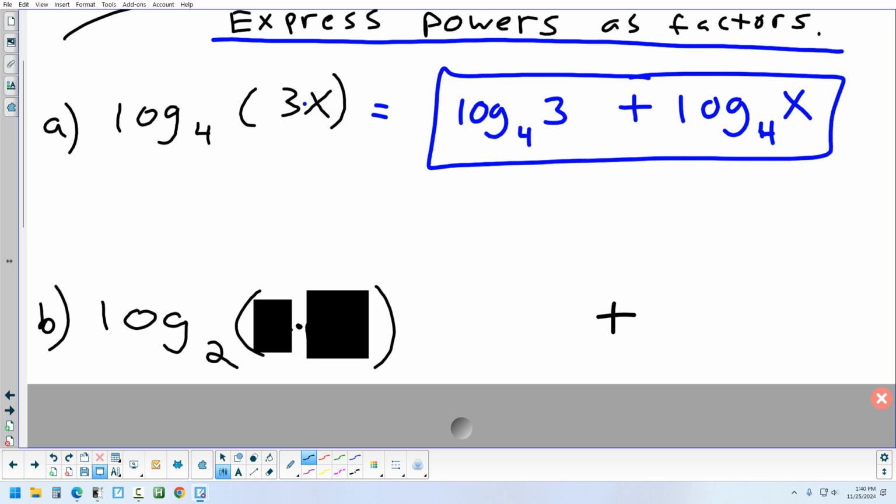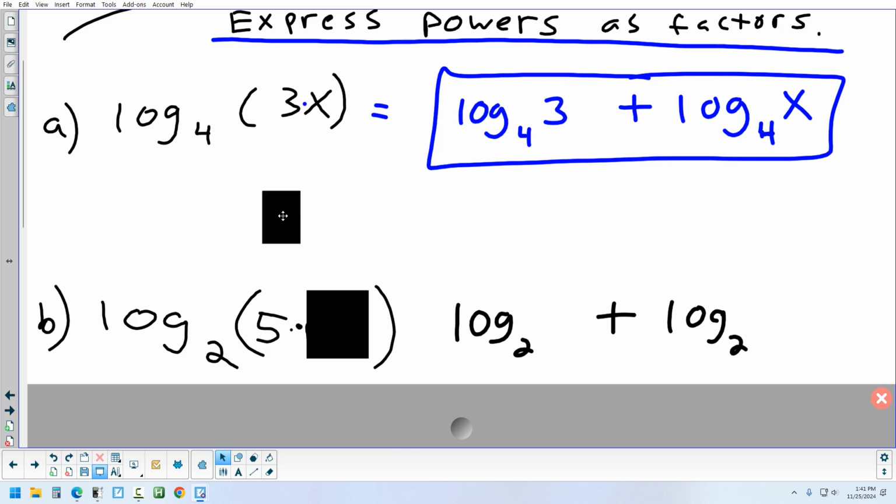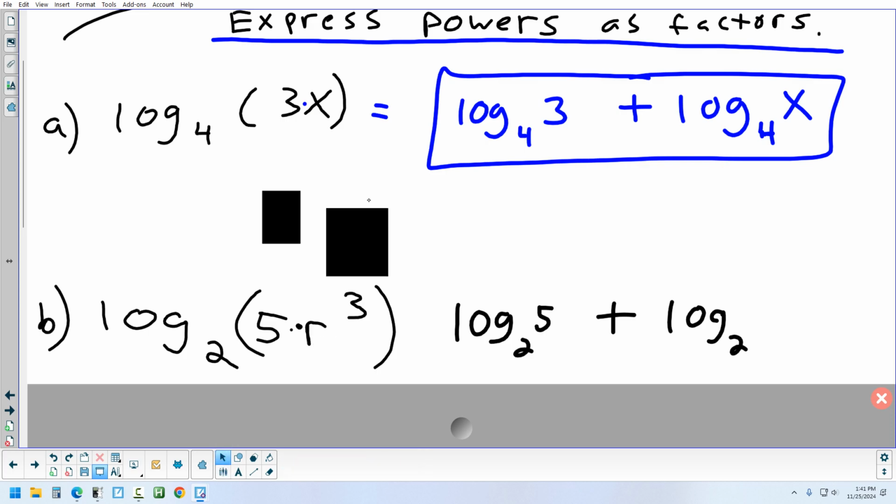What's going to be my log base? It's going to be a 2. Now we have to look at the black box. My first argument is a 5. And what's my second argument? r to the third. So it's r, and it would be to the third. But you can't have exponents. Where can we put the exponent? In the front.